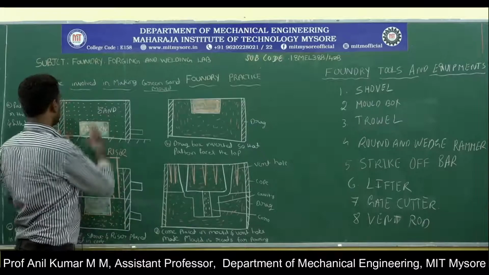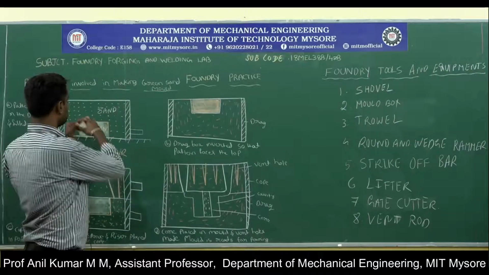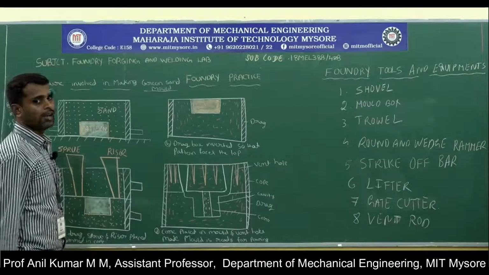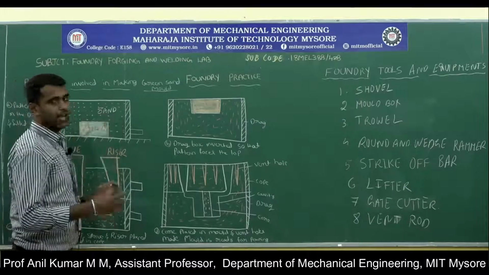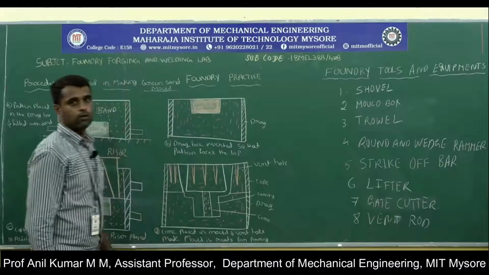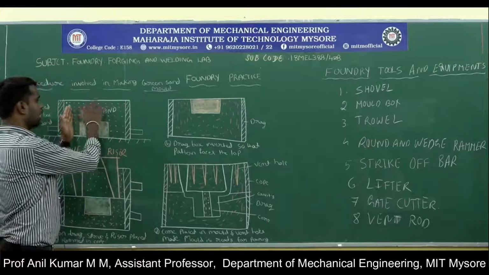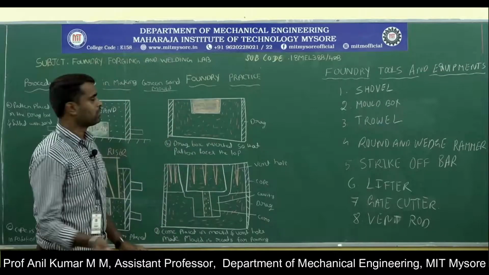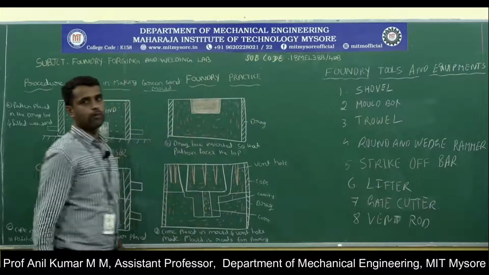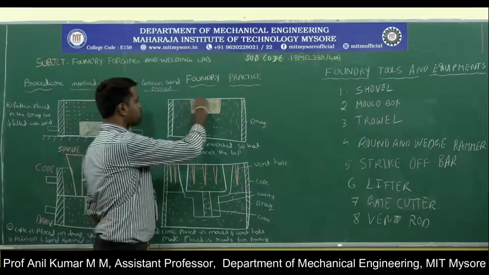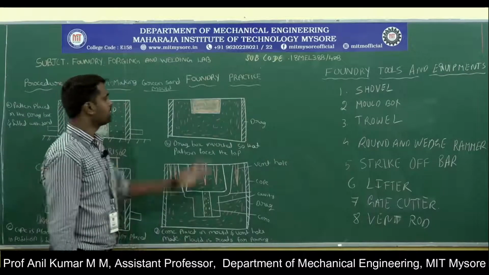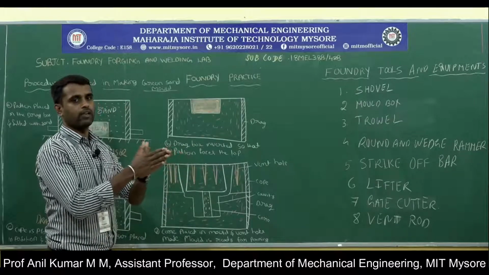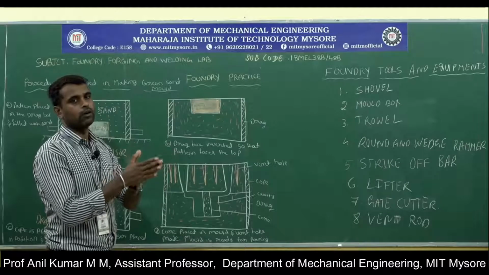After that, with the help of a strike-off bar, we remove the excess sand on the top surface of the mold, the top surface of the drag box. Next you have to invert the mold. After completely filling the sand in the mold box, invert the mold. At that time the pattern faces the top. Then sprinkle silica sand on the top surface of the mold, just to avoid the sticking of the pattern to the cope box or the molding sand.